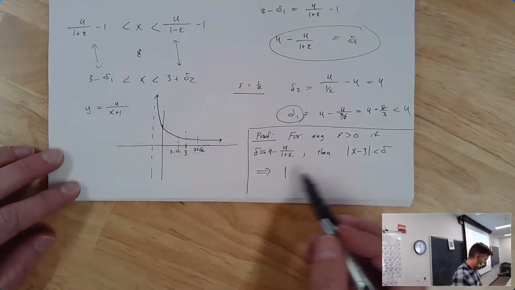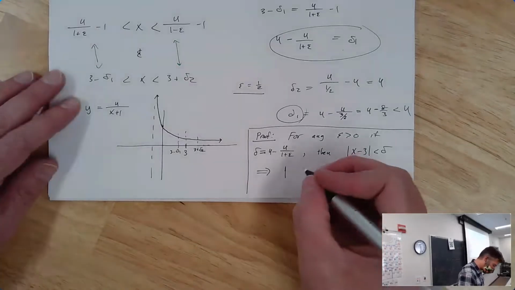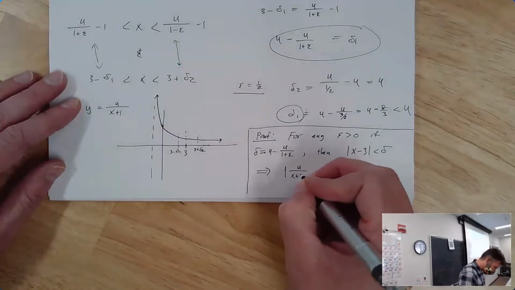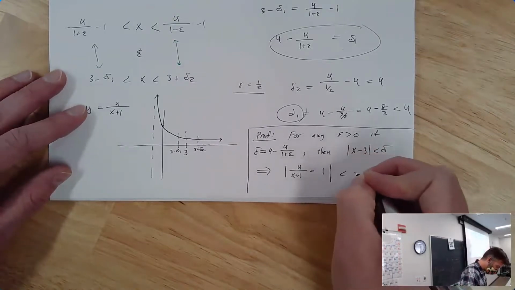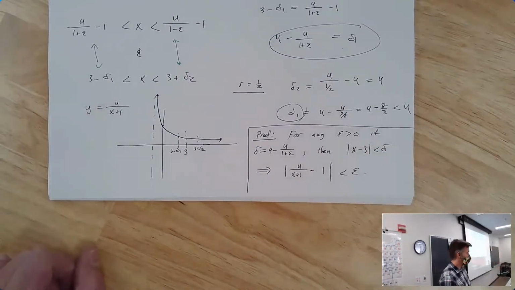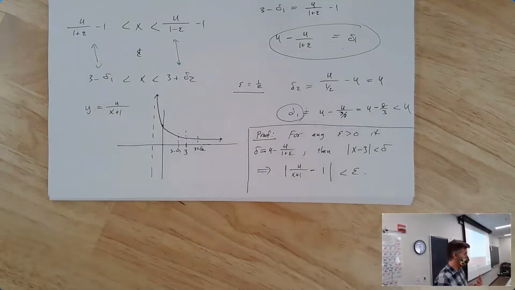Sorry, I forgot what the function was. Let's look back. The function is 4 over x plus 1 minus the limit, which was 1, is less than epsilon. Right, that's literally the work we just did.